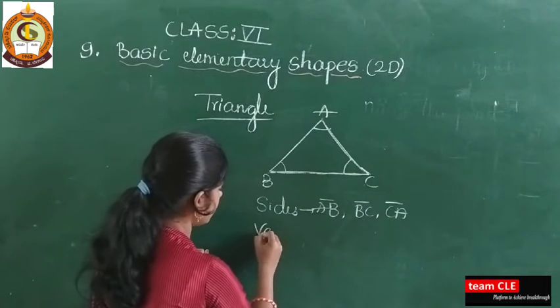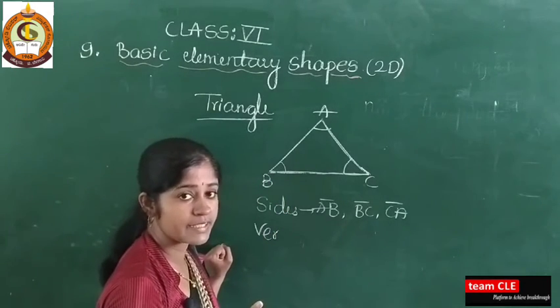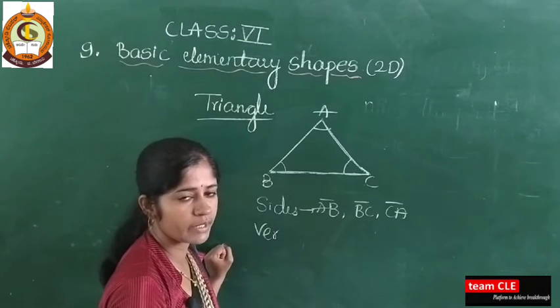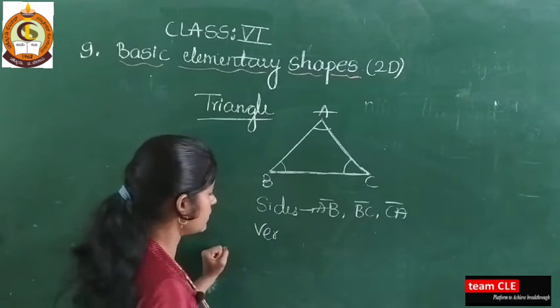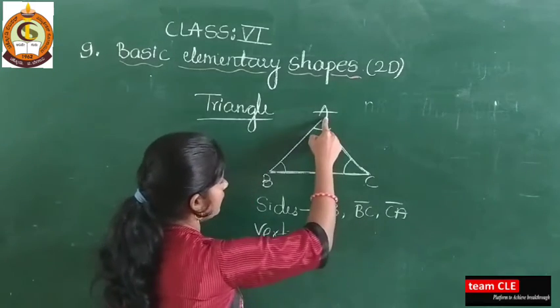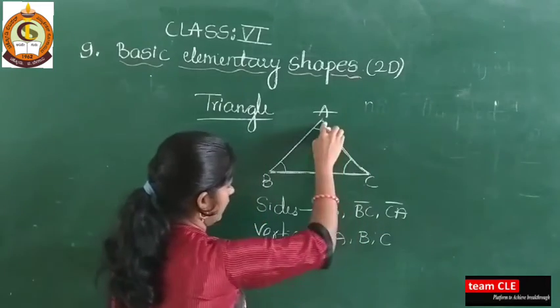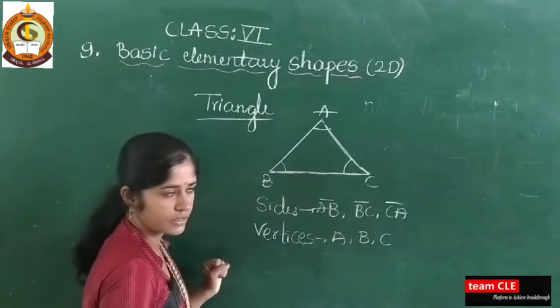Next, how many vertices are there? If one corner is there, meaning one point is there, that is a vertex. If more than one are there, they are vertices. So here how many vertices are there? Just tell me. Here three vertices are there: A, B and C.